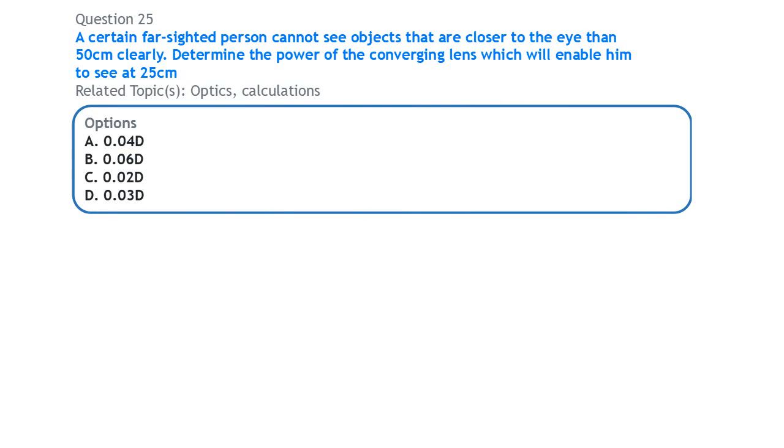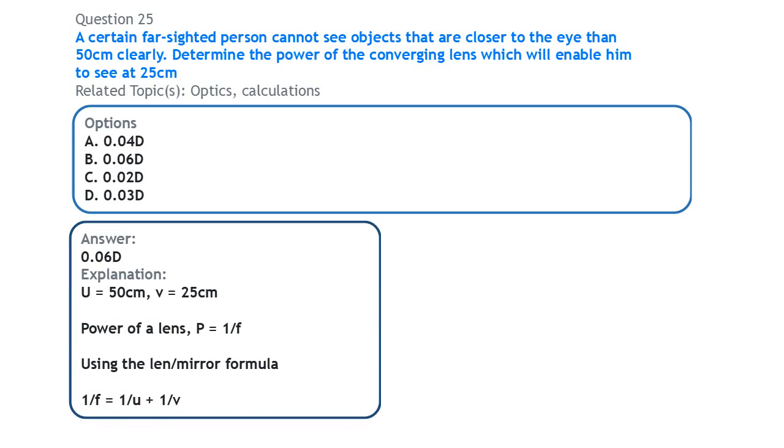Next question, also on optics. A certain far-sighted person cannot see objects that are closer to the eye than 50 centimeters clearly. Determine the power of the converging lens which will enable him to see at 25 centimeters. Alright, the power of a lens measured in diopter is equal to 1 over the focal length of the lens or the mirror, and we are dealing with a lens in this case.